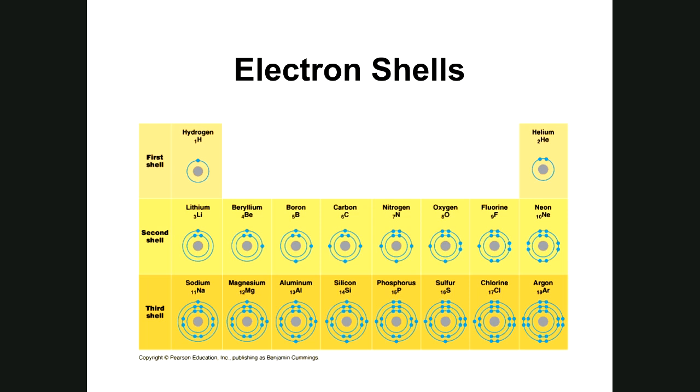For some reason, this 6 is on the bottom. It should be on the top. Element number 6 is carbon. It has 6 protons, and it's going to have 6 electrons, 2 in the first shell, 4 in the second shell. Let's look at oxygen as element number 8.